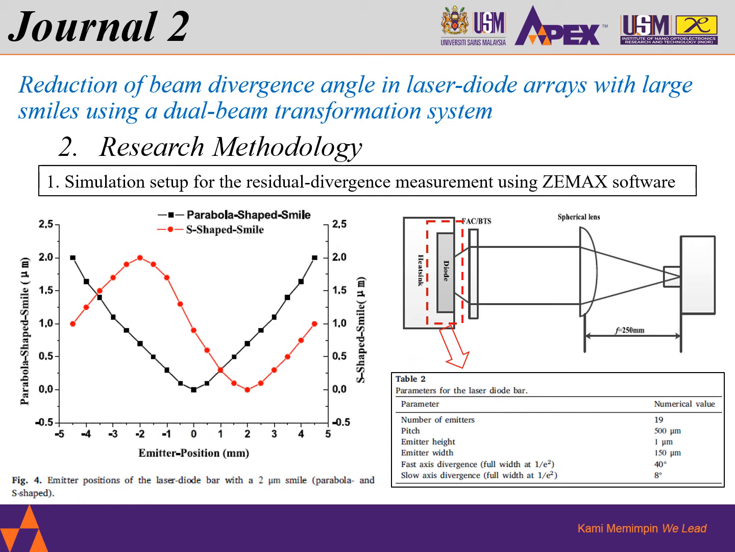So we actually create two types of smile. One we call parabola, and one is S shape. So you can see the S shape here, the emitter position, and another with parabola shape here. You can look at the parameters of the laser diode bar over here in the table.